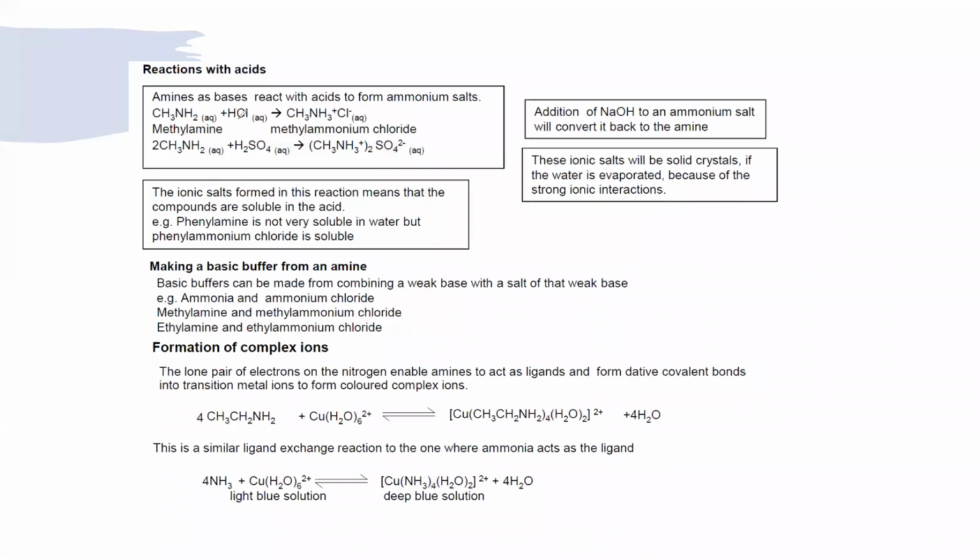Because these amines are basic, in an acid-base reaction they will result in the formation of a salt. And if we have a mixture of a weak alkali and its salt, we call that a buffer solution. So a basic buffer solution can be formed by mixing an amine, ethylamine or methylamine, with ethyl ammonium chloride or methyl ammonium chloride.